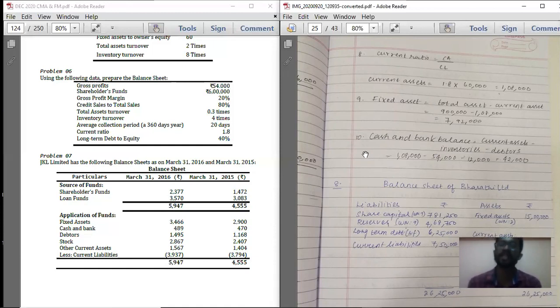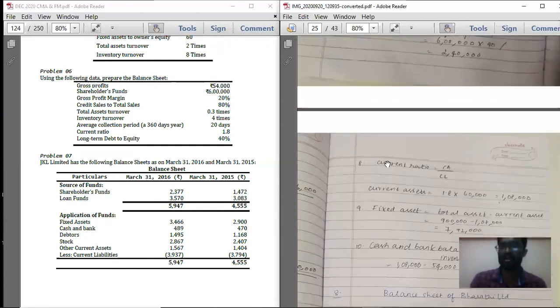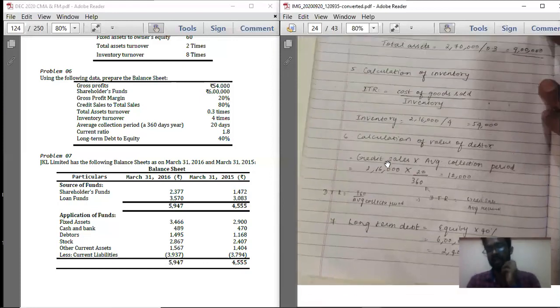Point number 10. Cash and bank balance is equal to current assets minus inventories minus debtors. That is 1,08,000 minus 54,000 minus 12,000, which is equal to 42,000. So with this, we have found the cash and bank balance, fixed assets, current assets, long-term debt, and the value of debtors and inventory.